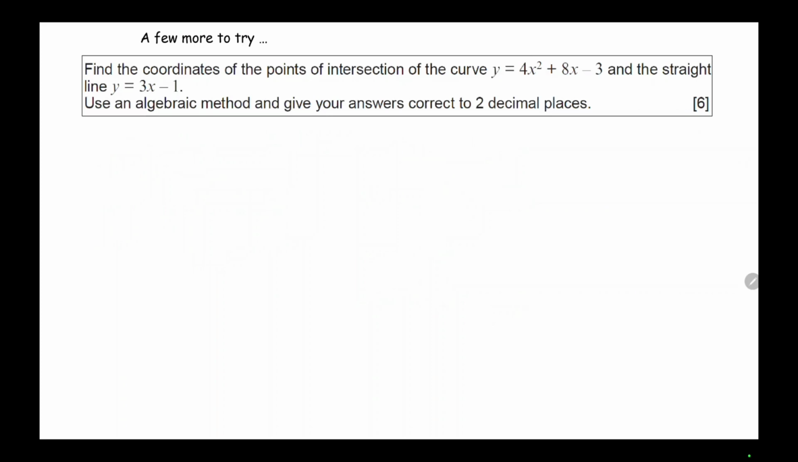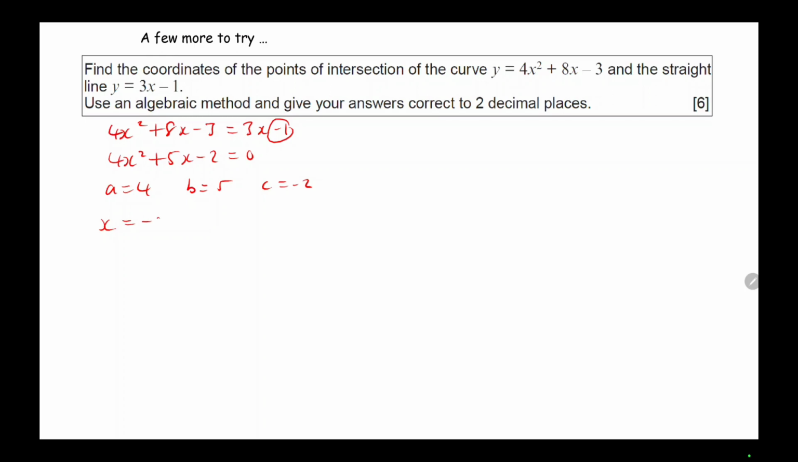Right, third question. Find the coordinates of the point of intersection of the curve 4x squared plus 8x minus 3 and the line 3x minus 1. So we have 4x squared plus 8x minus 3 equals 3x minus 1. Let's balance it to make it 0 on the right hand side. We take the 3 off the 8x, which is 5x. Now this time I'm going to add the 1 onto the minus 3, which is minus 2. A is 4, B is 5, C is minus 2.